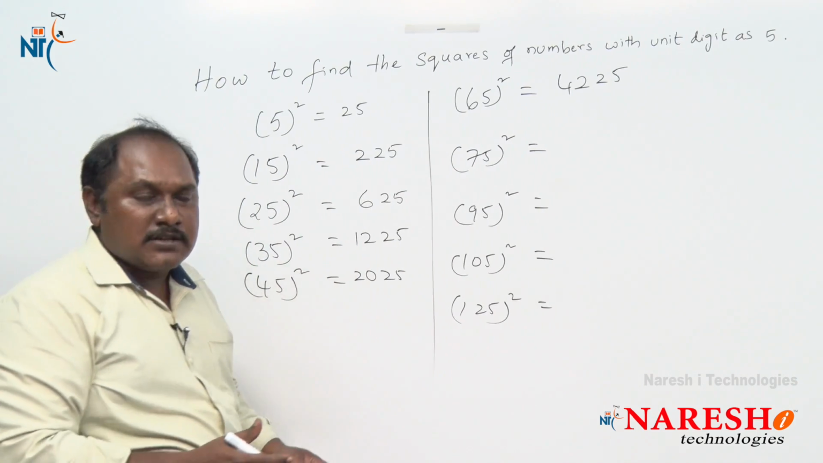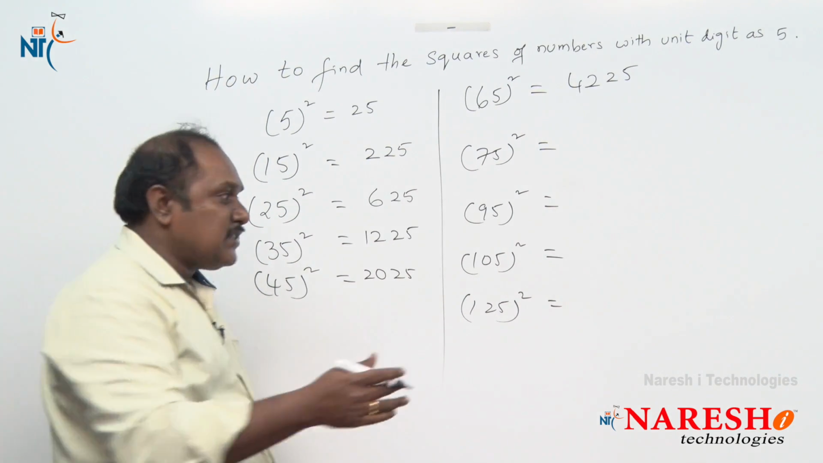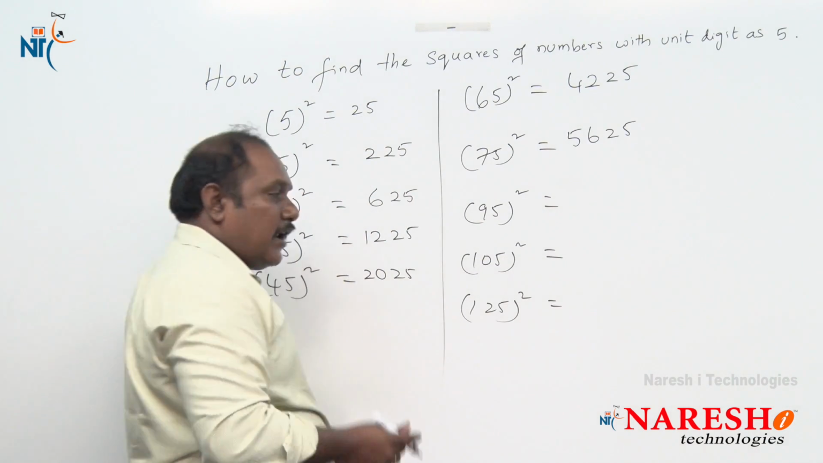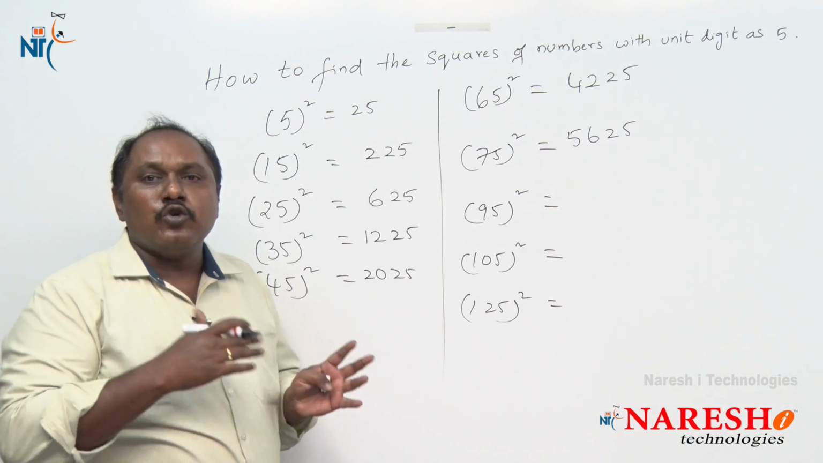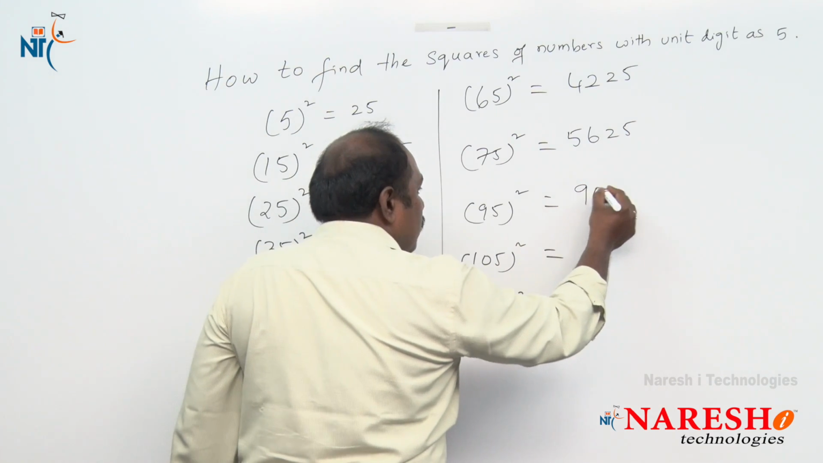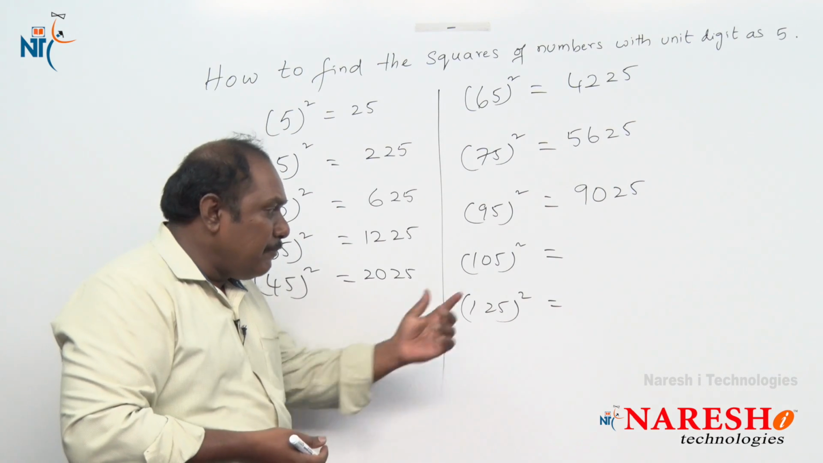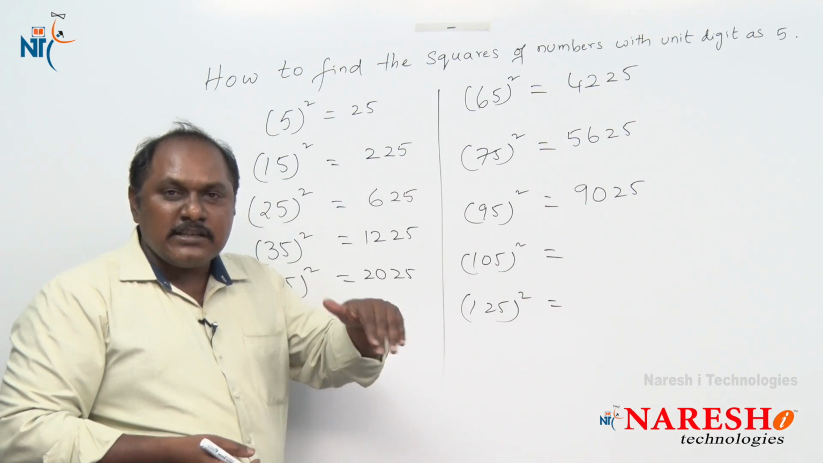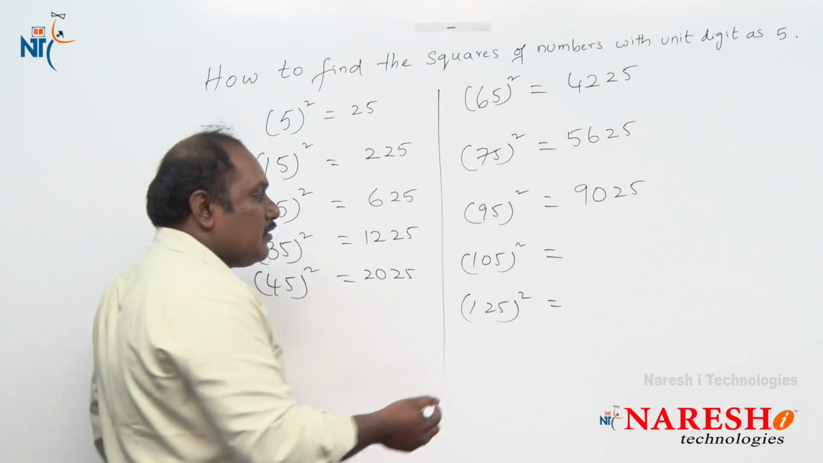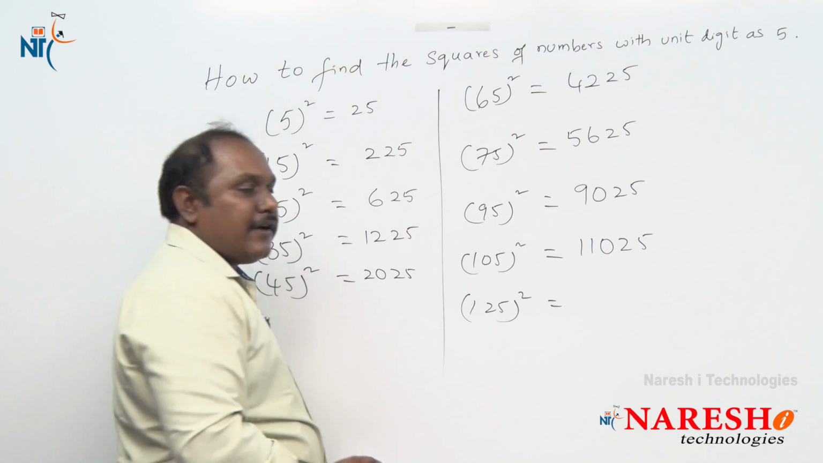See how simple it is. 75 square, 7 into 8, 56. So answer 5625. 95 square, 9 into 10, 90. So 9025. Now 105 square. Now the number before 5 is 10. The next number of 10 is 11. So 10 into 11, 110. So answer 11025, that is 11,025.